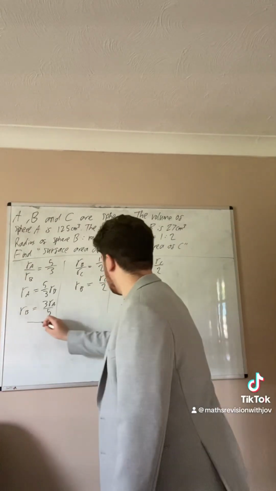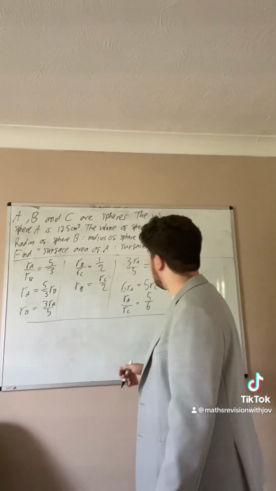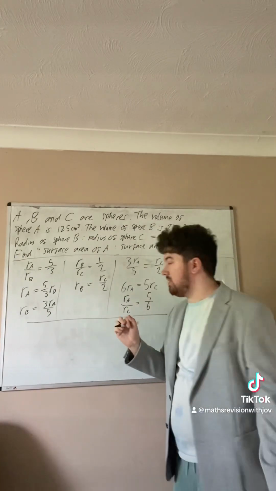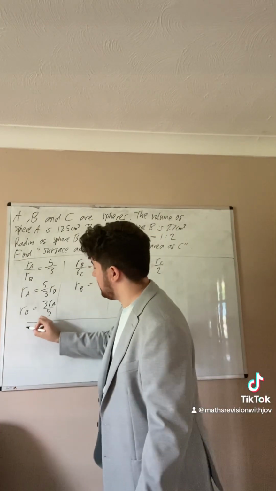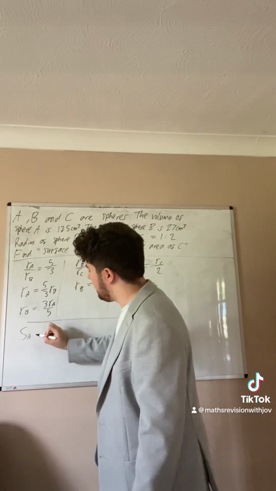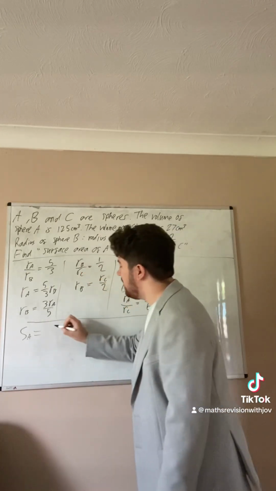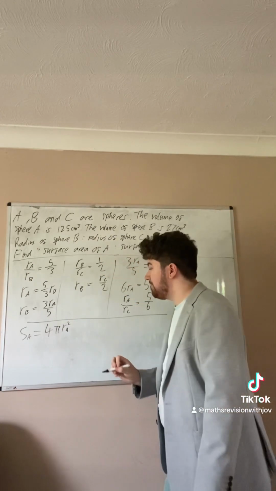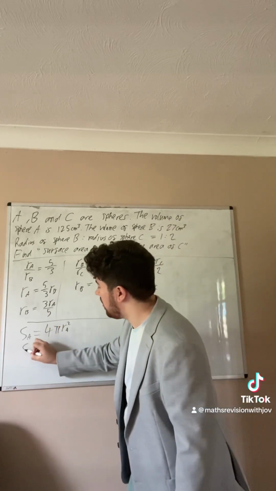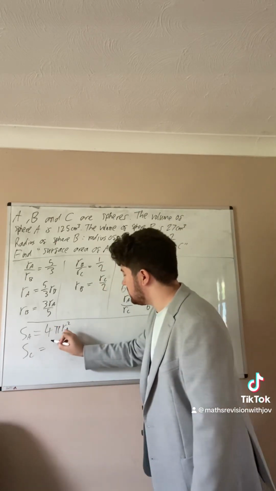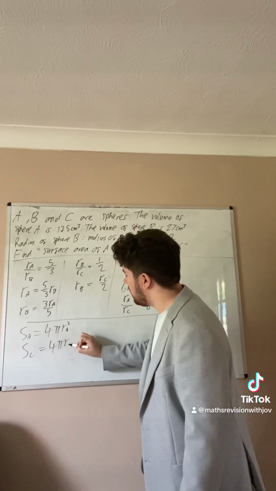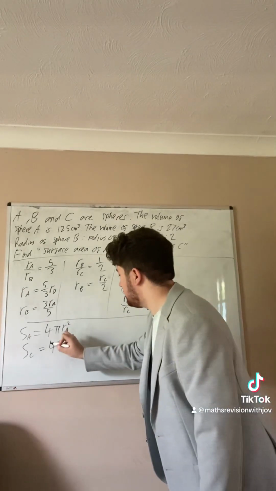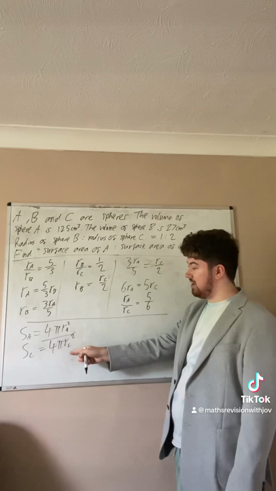So now I'm going to write a bit lower down here, because we need to find the ratio of the surface areas. The surface area of a sphere, which I will call S, so the surface area of sphere A is 4 pi r squared, but it's RA. And the surface area of C, so SC, is 4 pi RC squared. We want to find the ratio, so we want to divide them. I'll just write that there as I'm dividing them here.